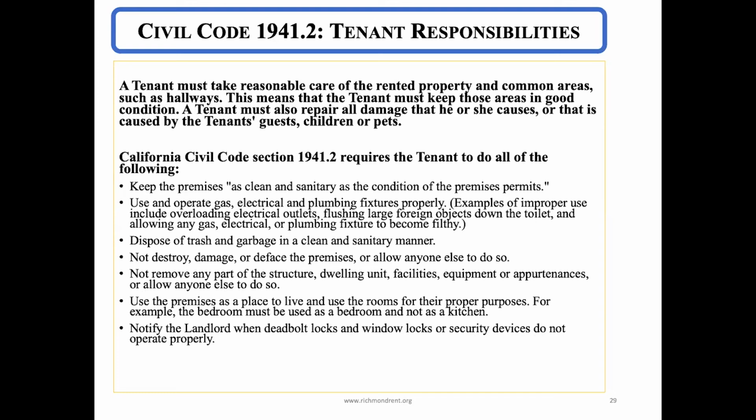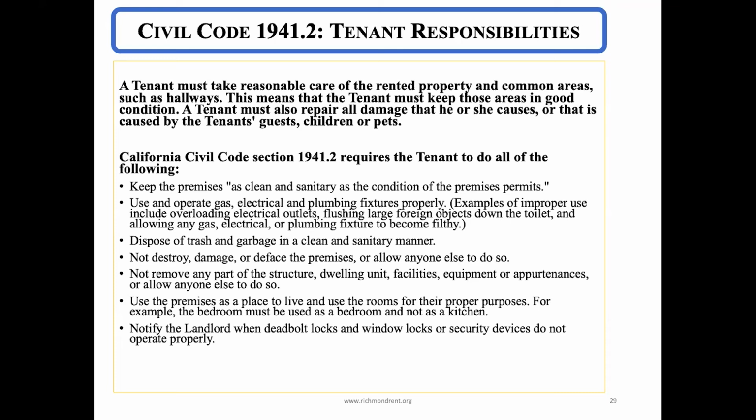So 1941.2 requires the tenant do all the following: keep the premises as clean and sanitary as the condition the premises permits, use and operate gas, electrical, and plumbing fixtures properly, dispose of trash and garbage in a clean and sanitary manner, not destroy, damage, or deface the premises or allow anyone else to do so, not remove any part of the structure, dwelling unit, facilities, equipment, or appurtenances or allow anyone else to do so, use the premises as a place to live and use the rooms for their proper purposes.